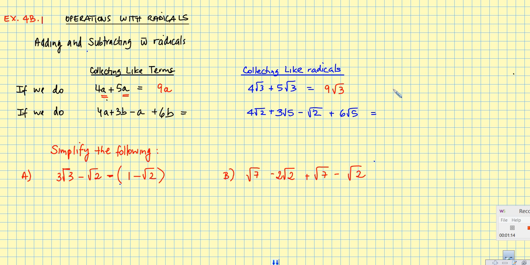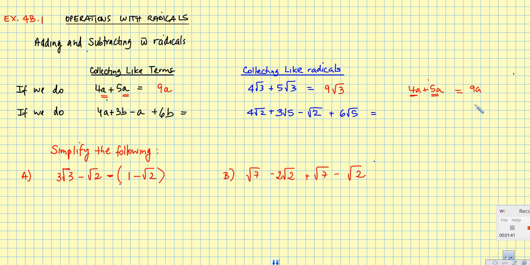So it does not become 9 root 6. What's under the square root does not get added up. Only what is outside of the square root, very much like when we say 4a plus 5a. So the 4 and the 5 add up, they go to 9a. We don't say that it goes to 9a squared. Okay? So the same thing occurs. Let's see if we do the second example.